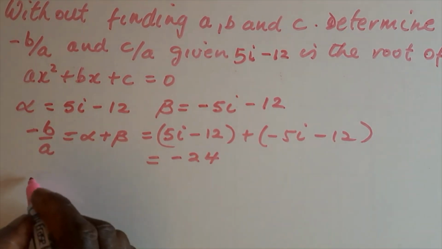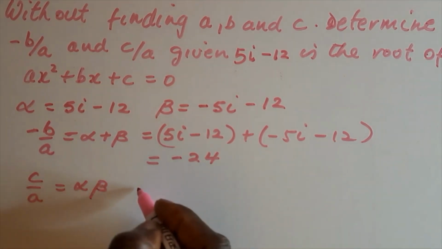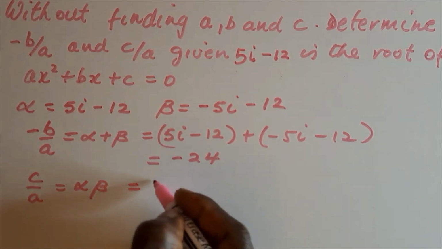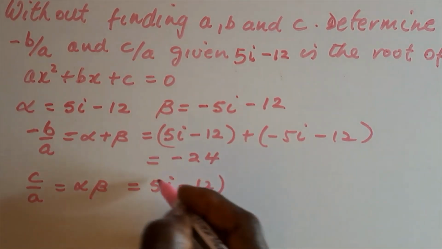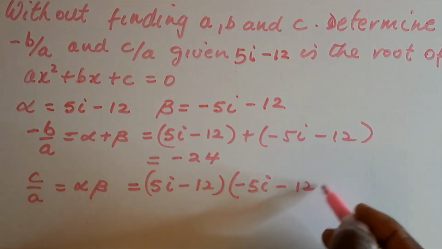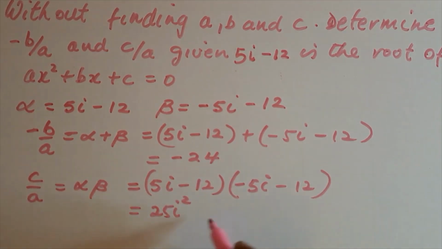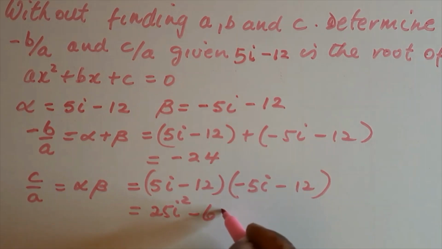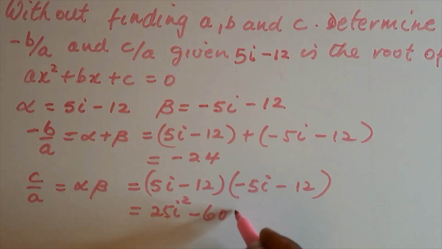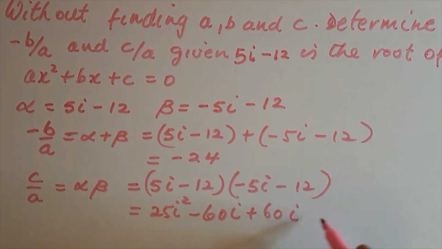Next, we have c over a as equal to alpha times beta, and this is equal to 5i minus 12, brackets, minus 5i minus 12. We have 25i squared, minus 60i, add 60i, and 144.